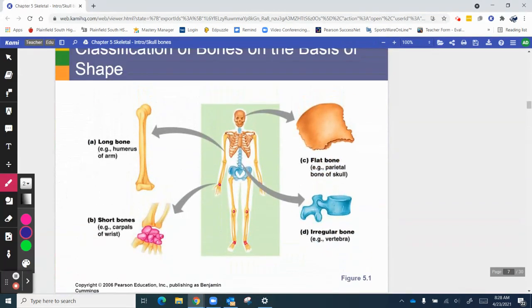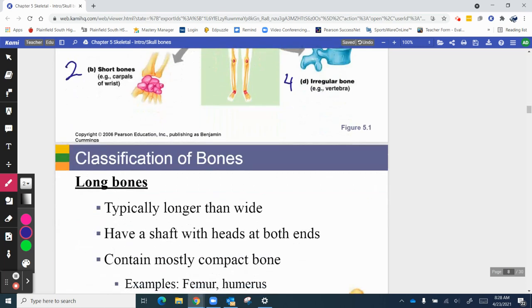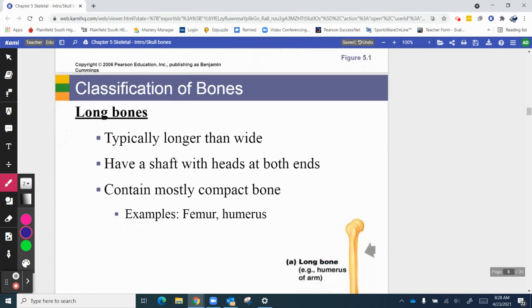We have four main classifications of bones. We have long bones, short, flat, and then irregular. And we'll take a little bit of a look at each one of these. These are the ones that should have been in your bones worksheet as well. So if you've got that handy, this might be a good time to pull it out and make sure you got everything.